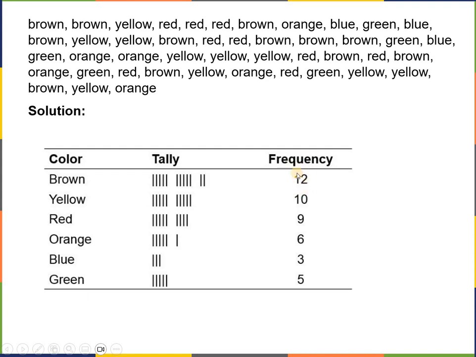And then you're going to count how many brown M&Ms you saw in that bag. So if you count how many browns in this raw data, you're going to see 12 of them. How many yellow? 10. How many red? 9. How many orange? 6, and so on. There is no need to tally them, as we're going to use Excel, and I will show you in a separate video how to use Excel in order to organize raw data like this into a frequency table.